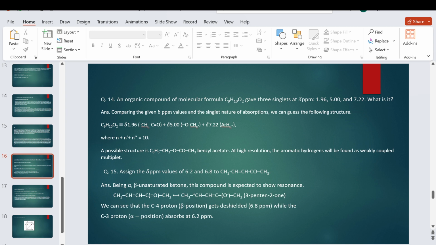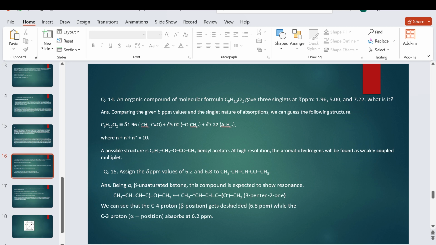But we must have some idea of the chemical shift positions. For example, aromatic protons absorb around 7 ppm. The CH3 directly attached to CO absorbs around 2 ppm, and CH2 directly attached to oxygen absorbs at a still higher value, that is 5 ppm.